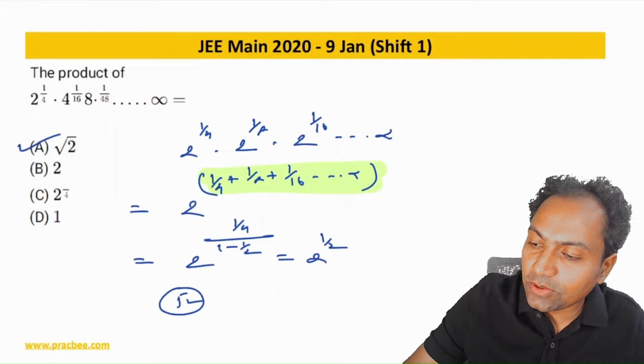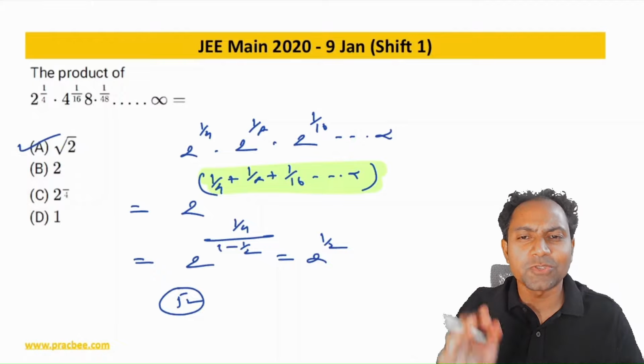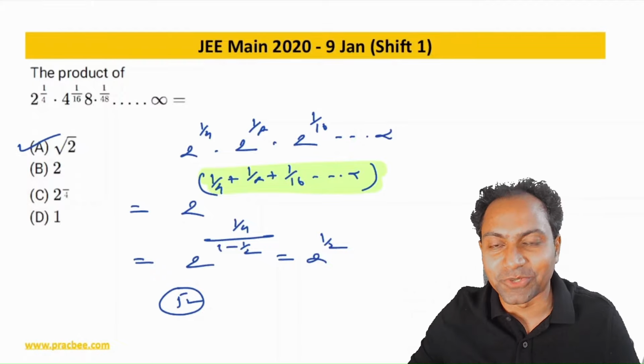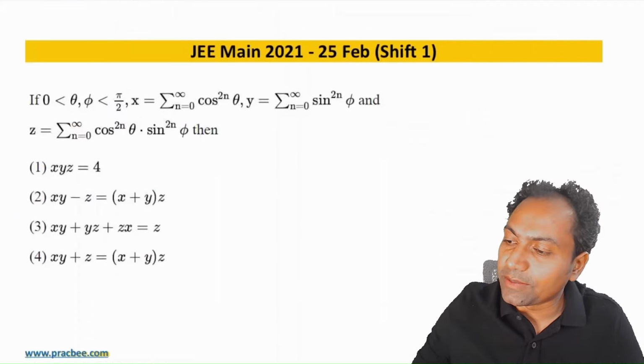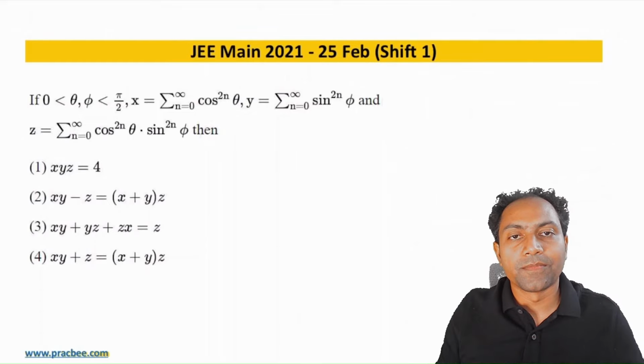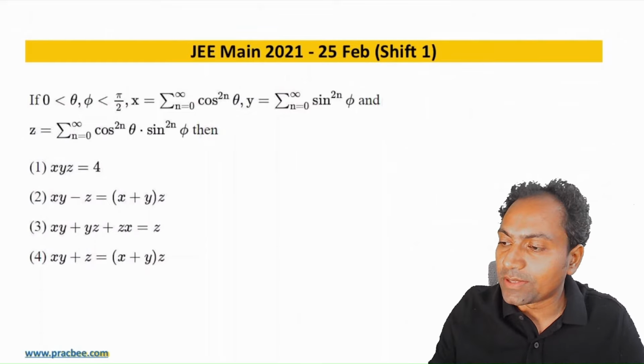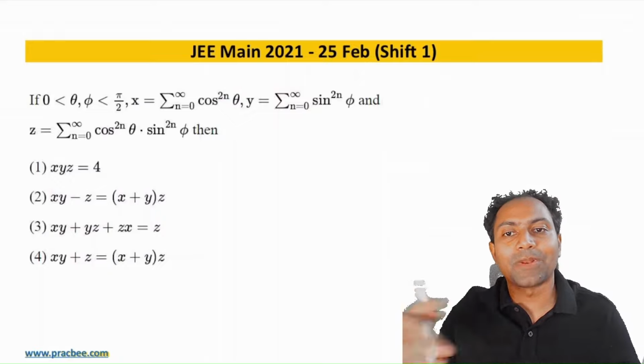That is nothing but our option A. This was a quite simple and straightforward formula based question. Now let us look into another problem. In this problem of 2021, they want us to apply this infinite GP formula multiple times.